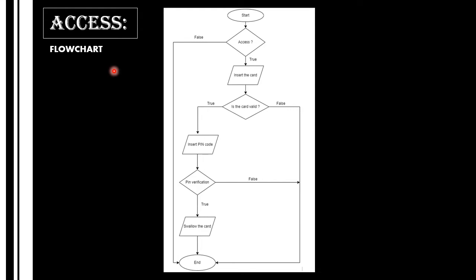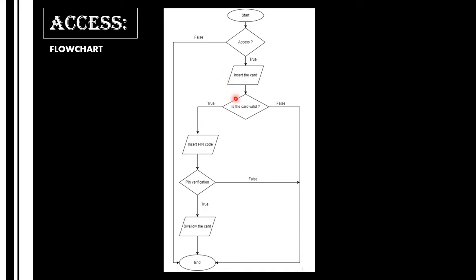Okay, first I will explain the flowchart for the access program. To start the program, we need to make the decision whether we want to access the ATM or not. If no, the program will end. If yes, the program will continue to the next input operation, that is insert the card.